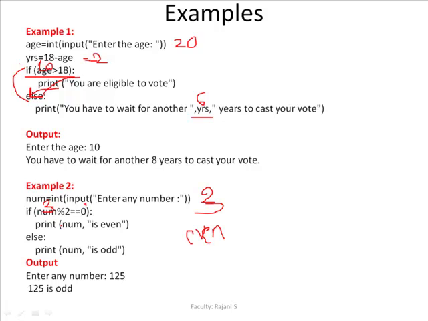So it will not enter into this block, then it will go to the else part, that is the alternate part. And here the number 3 is odd. That will be the output. This is about even or odd number.